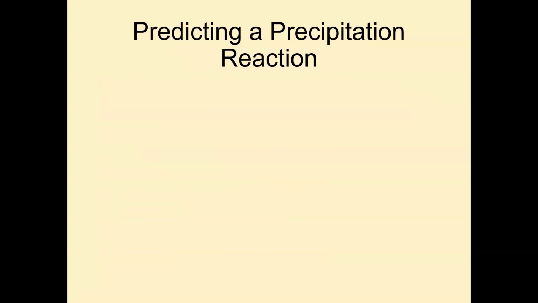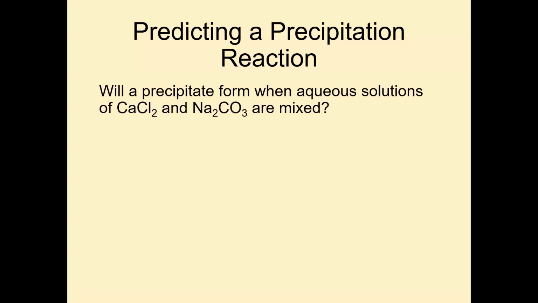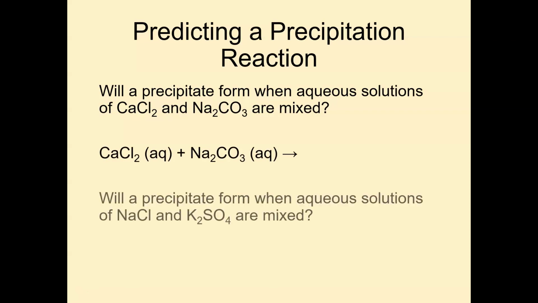Okay, well, now that we know some solubility rules, we can actually use them to try and predict whether a precipitation reaction is going to occur when we combine a particular set of water-soluble compounds. So let's try answering that question. Will a precipitate form when aqueous solutions of calcium chloride and sodium carbonate are mixed? And then a second question, will a precipitate form when aqueous solutions of sodium chloride and potassium sulfate are mixed?